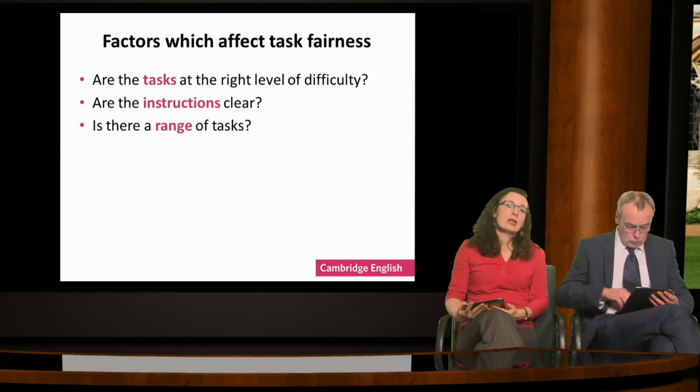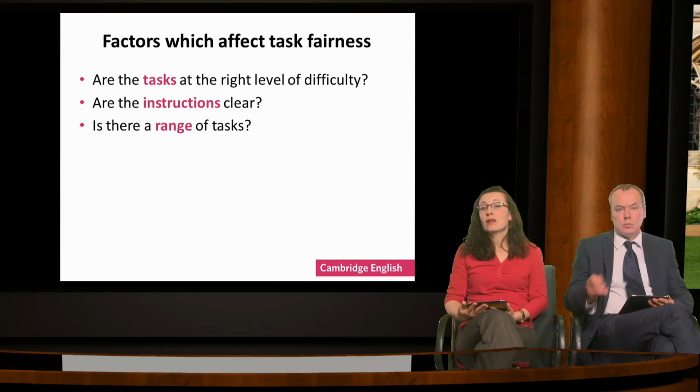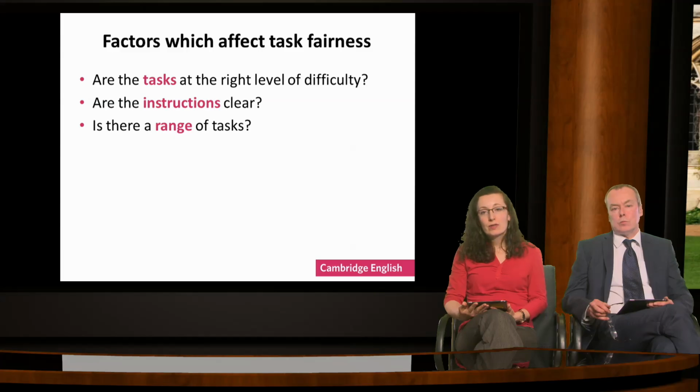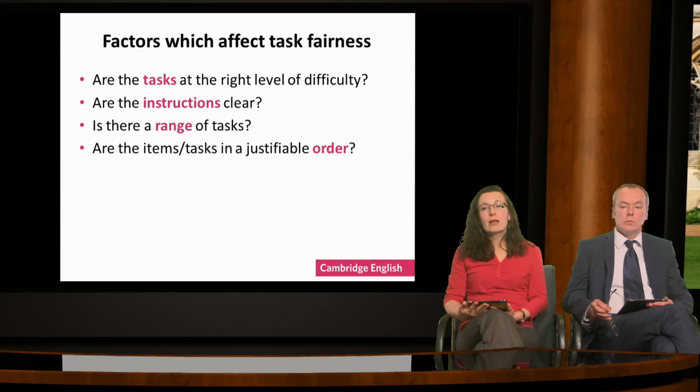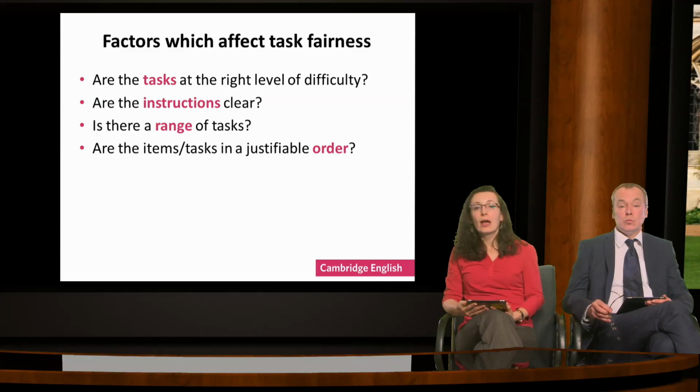Another consideration is: is there a range of tasks in the test? As we've seen, different task types have different strengths and limitations, so including a range of task types would minimize limitations and optimize the strengths. What is the order of tasks? It is important to start with easier tasks and then move on to more difficult ones. It is also advisable for questions to follow the order in which information is presented in the passage, if you test careful and linear reading, for example.